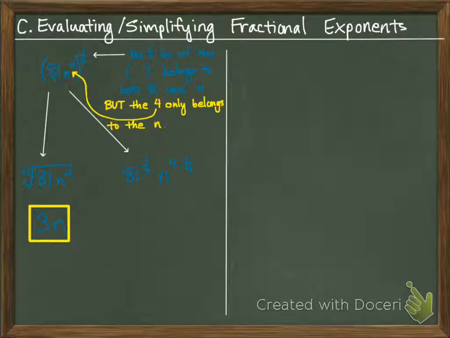81 to the 1/4 power is the 4th root of 81, and the 4 times the 1/4, when you work it out, the 4's cancel to give you just 1, so it's just n to the 1st power. So this method allows you to see that happening. Now when you look at the 4th root of 81, we have to think about what number multiplies or shows up 4 times to give us 81, and that's the number 3.